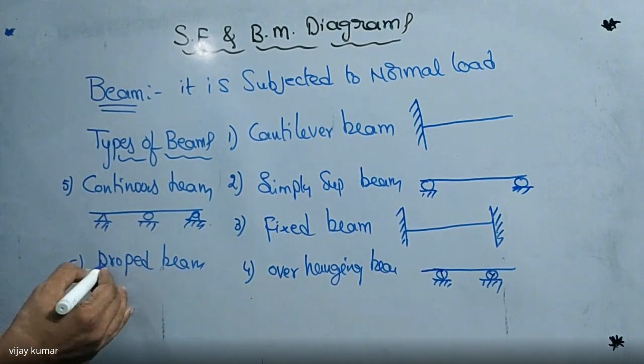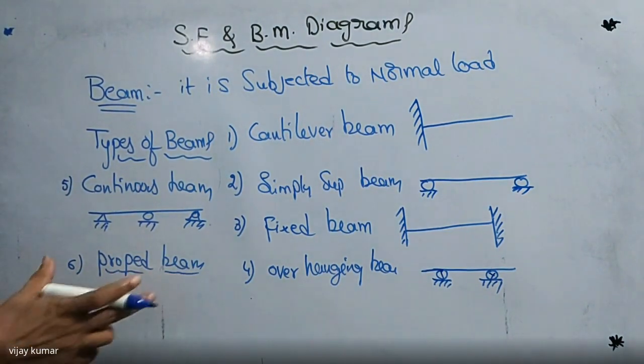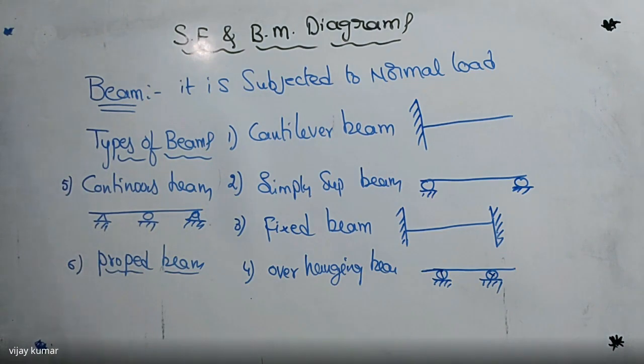And the sixth one is named the propped beam. What is the meaning of propped beam here? This is very important from the GATE point of view, so take care about that.